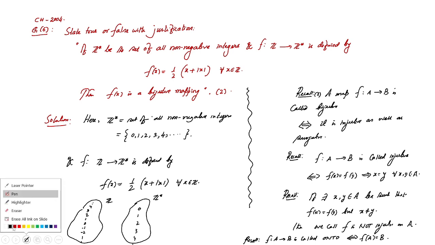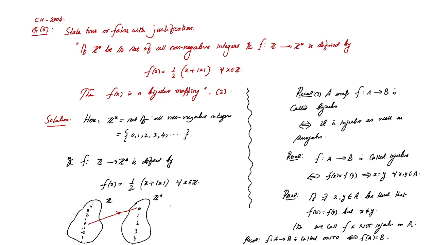Now if we take the images, first we'll start from 0. The map of 0 is basically 0, because (0 plus mod 0) by 2 is 0. For 1, (1 plus mod 1) by 2, so this is 1 plus 1, 2 by 2, that means 1. If we take minus 1, then minus 1 plus mod of minus 1 again goes to 0. That means 0 and minus 1 go to the same element, but 0 and minus 1 are not the same. So obviously this map is not injective.